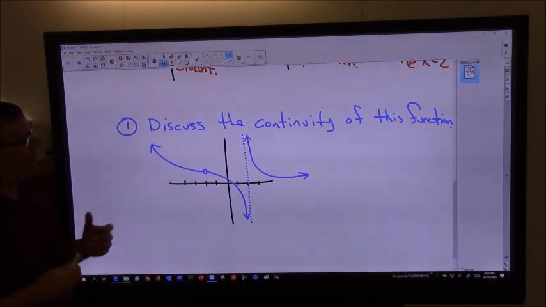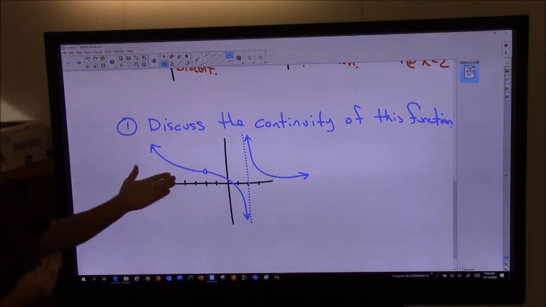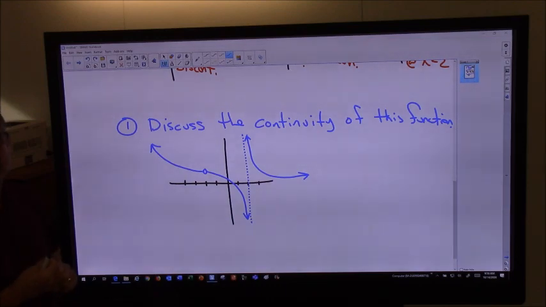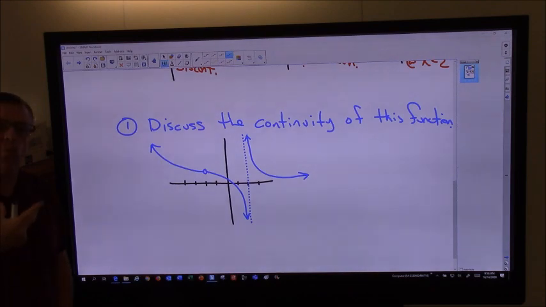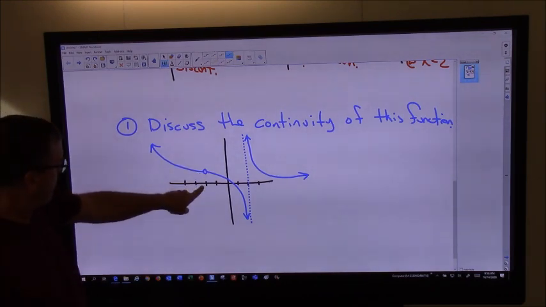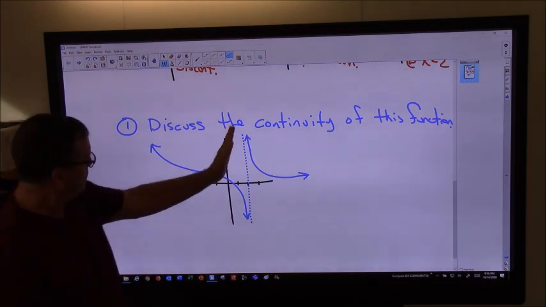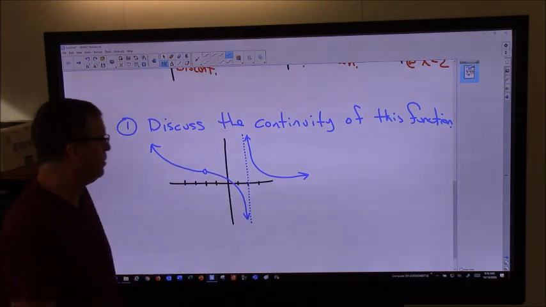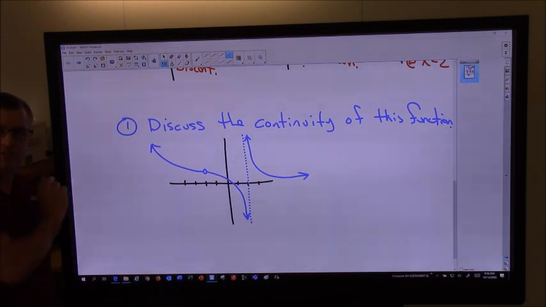So here's an example of a question that we could get asked today. Discuss the continuity of this function. And so when they say that, discuss, what they really want us to do is to write down, where is this function continuous? I can see that there's a hole in the graph at x equals -2, so we're discontinuous there. I can see there's an asymptote at +2, so we're definitely discontinuous there. But aside from that, this function is continuous everywhere else.